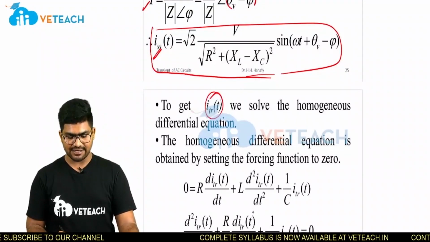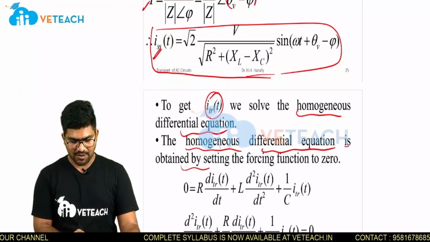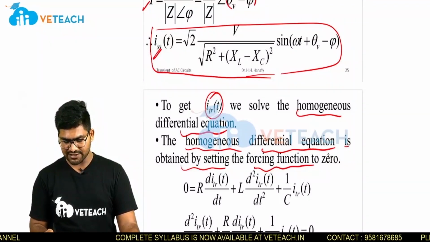To get the transient state current, we solve the homogeneous differential equation. The homogeneous differential equation is obtained by setting the forcing function to 0.